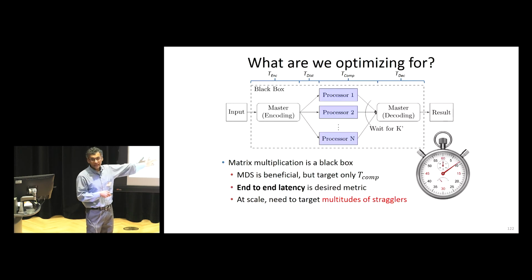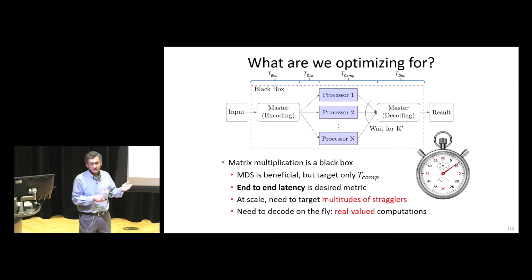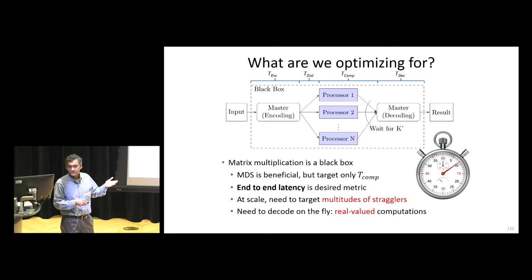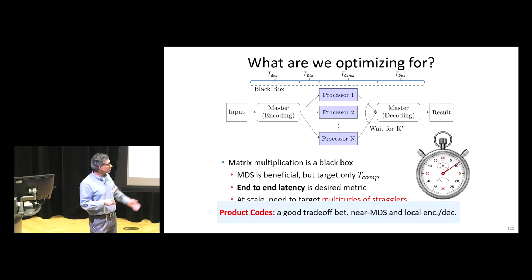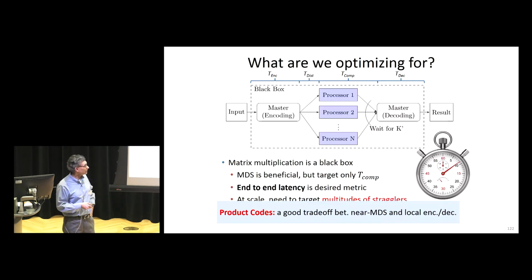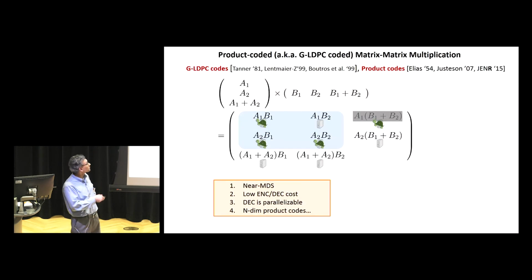And you need to scale in the context of this platform to multitudes of stragglers. And also, these are real-valued computations. So you want a code that will be amenable to that. So Reed-Solomon codes are not very friendly for that. So we found that product codes are a good trade-off that offer near MDS with local encoding and decoding. So that's what we have embraced.